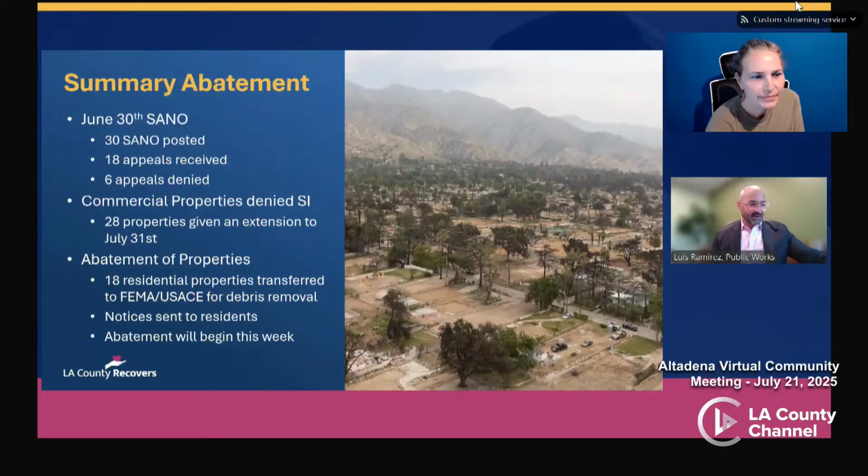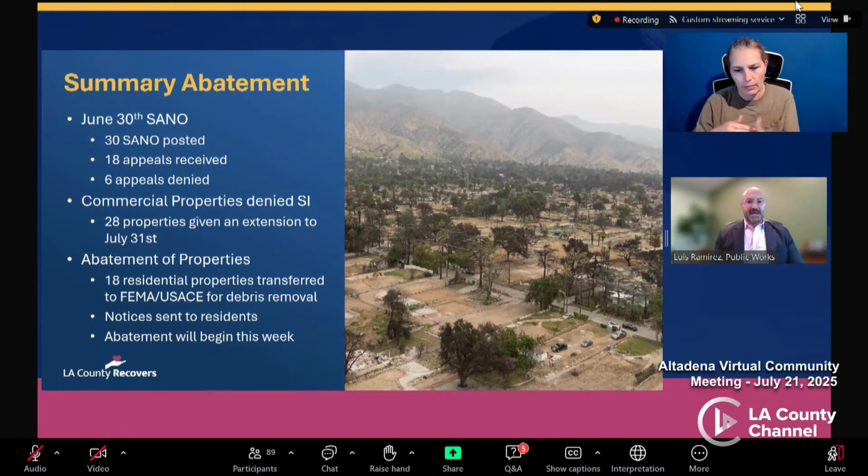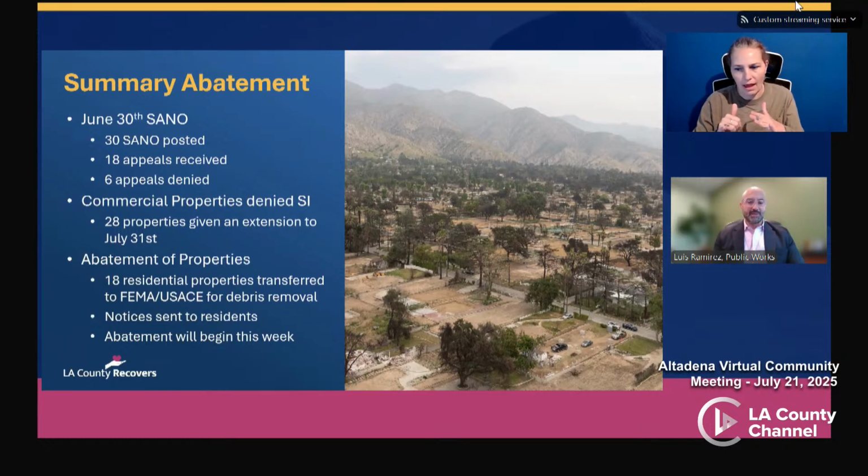So I'm going to be talking about the summary abatement process. As you heard the supervisor say at the beginning of the discussion, the county is now moving into the enforcement part of the abatement, summary abatement process. June 30th was the last day for folks that opted out of the fire debris removal process through the Army Corps to have cleared their properties of fire ash and debris.